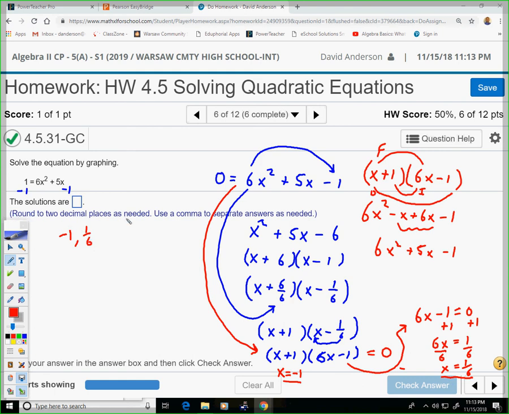Alright, always check the parentheses underneath your answer though. They want us to round to 2 decimal places as needed. So 1 divided by 6 is 0.1666666 repeating. So my answers here are negative 1, and they want a decimal for this one, because actually we'll be doing this with a calculator. 0.166, and this is just repeating over and over again. So this would round off to 0.17. So my answers are negative 1, comma, 0.17.